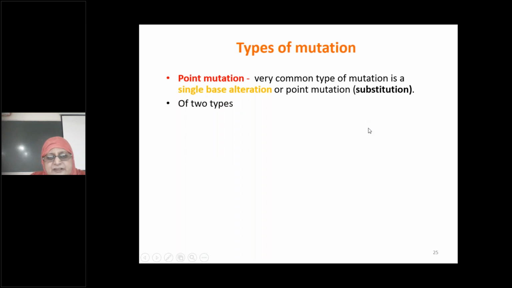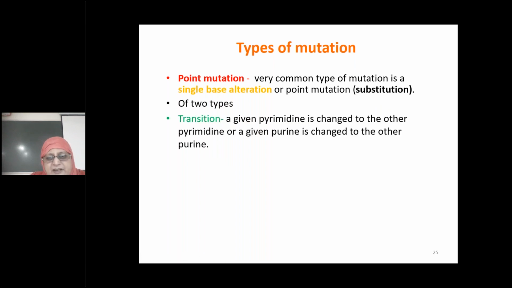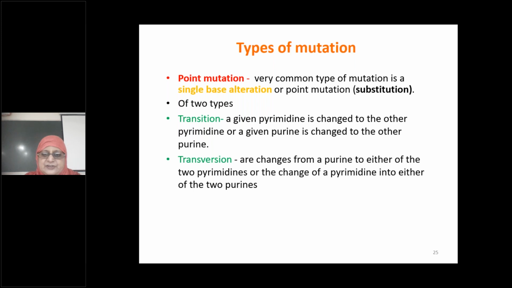This substitution of a single base is of two types. It may be a transition, where a given pyrimidine present in a codon is changed to another pyrimidine, or a given purine is changed to another purine. So a pyrimidine is changed to a pyrimidine only, or a purine to another purine. While in the case of transversion, a purine may be changed to either of the two pyrimidines, or a pyrimidine may be changed to either of the two purines.